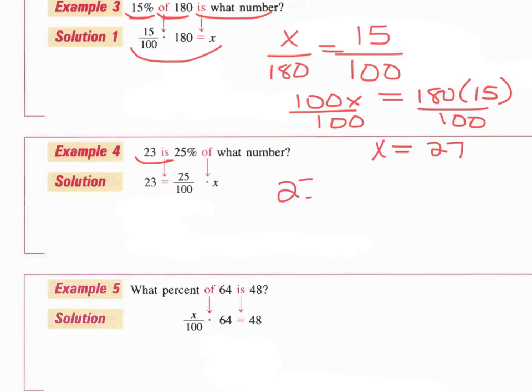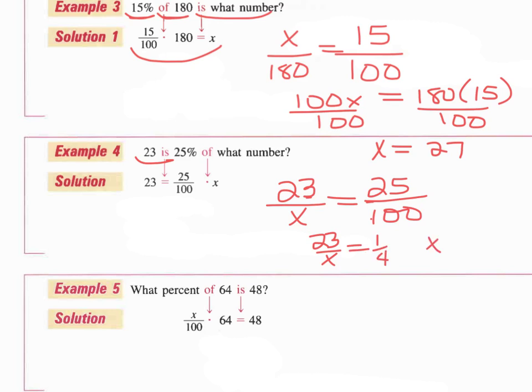So 23 over x is equal to 25 over 100. Now, anytime you're doing these proportions, if you want to simplify this fraction so it's not such a big number, you could reduce that 25 over 100 to 1/4. So 23 over x is equal to 1/4, and then cross products. So 23 times 4, and x is equal to 92.